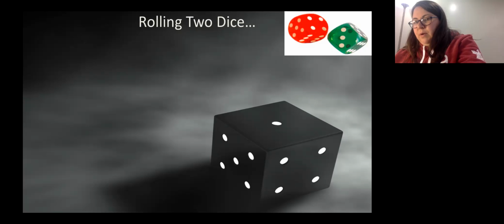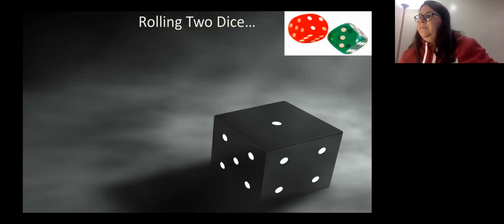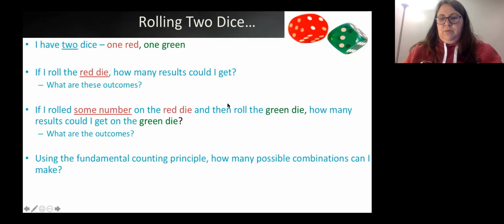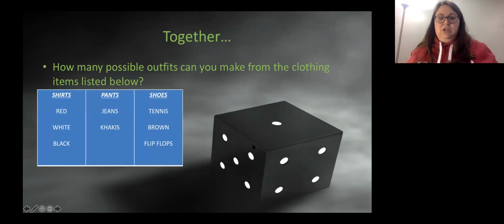Now the reason this is going to be helpful is because what we're going to move into later this week is finding the probability of compound events, of things that happen at the same time. And this is going to give us the total number of possible combinations. It's going to be our denominator. So we're not worried about that today. Today we're just worried about figuring out how many possible combinations.